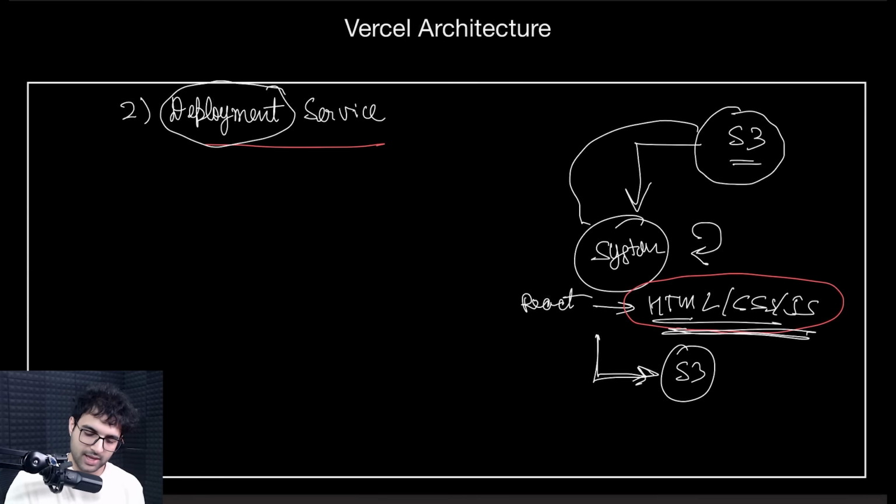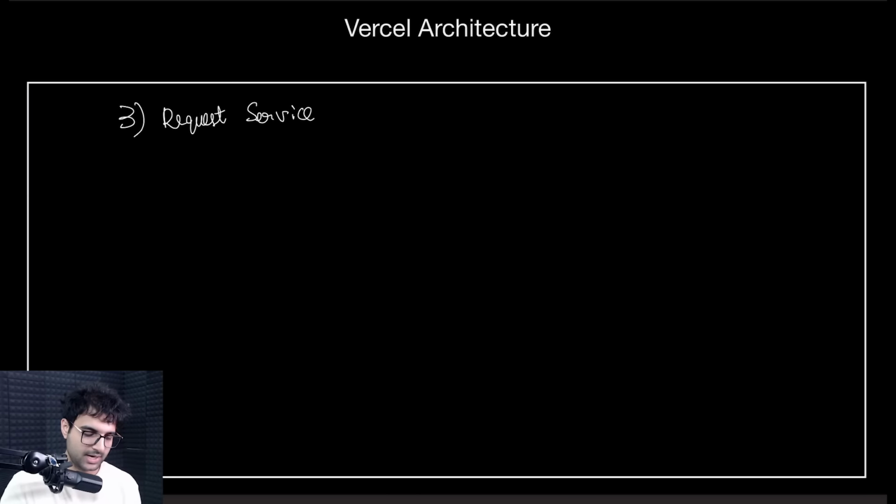Okay, given we already have the HTML, CSS, JavaScript assets stored in S3, how do we serve them to the end users? That is handled by the request service. Given that the project has been uploaded to S3 and has been deployed, how do you serve requests from the user?